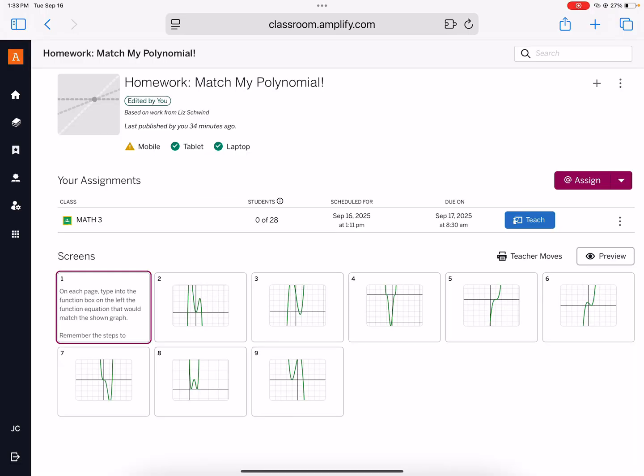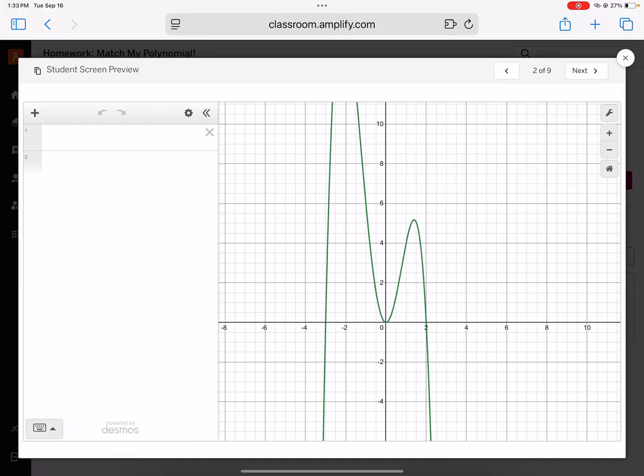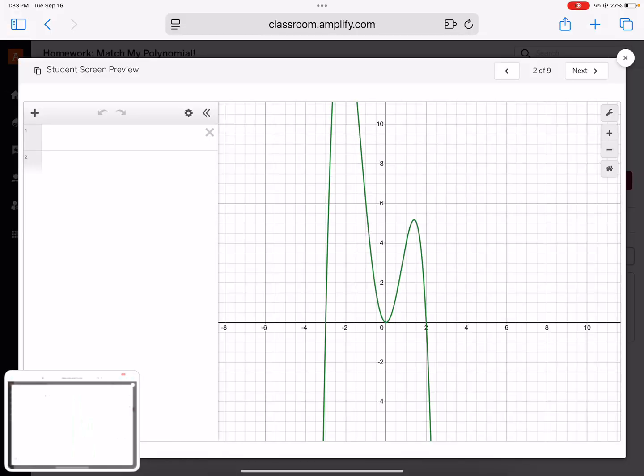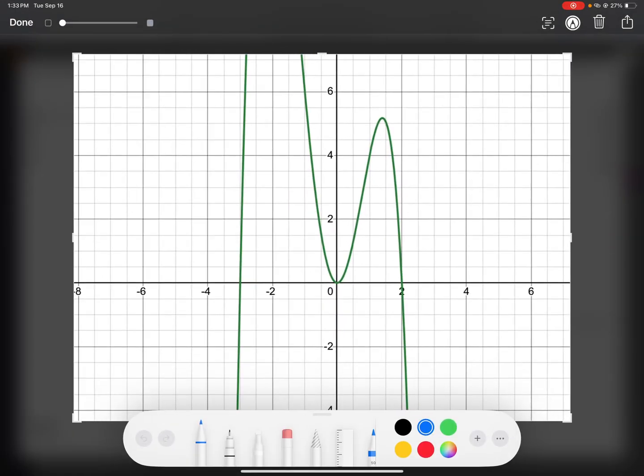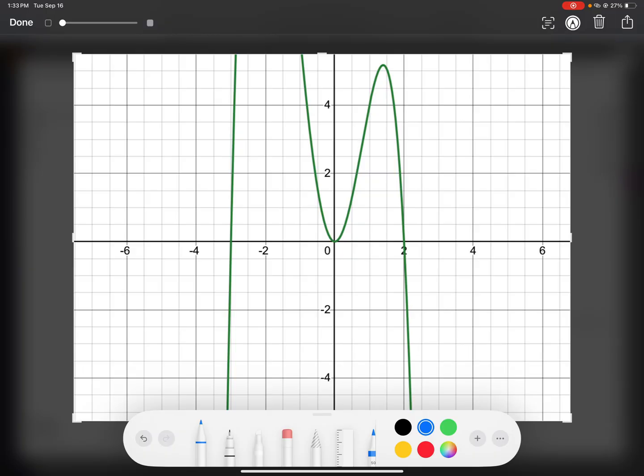Okay, let me go back in. All right, let's look at this first example. Let me take a screenshot really quickly, just so I can write on this. I'm gonna zoom into this graph really quick.